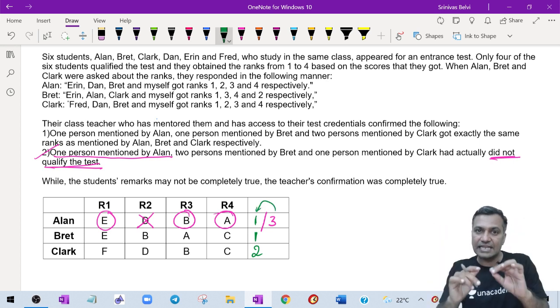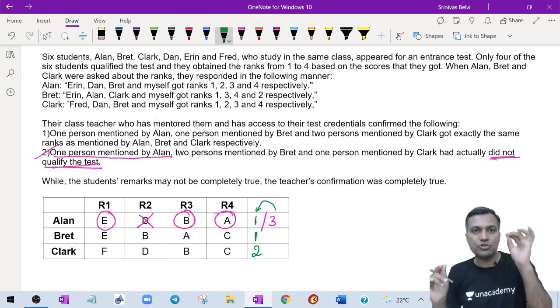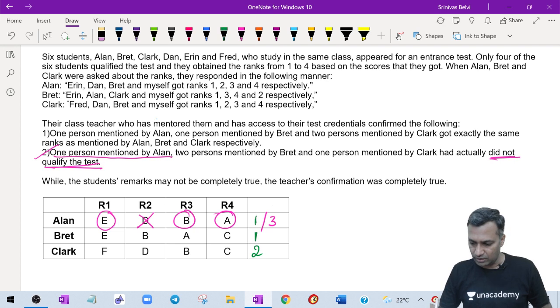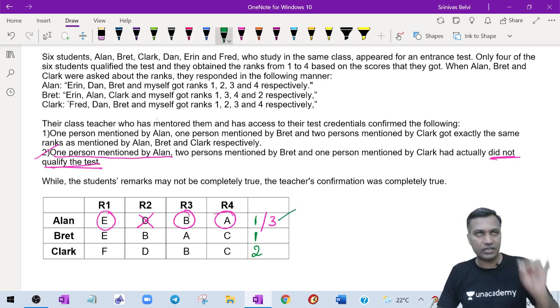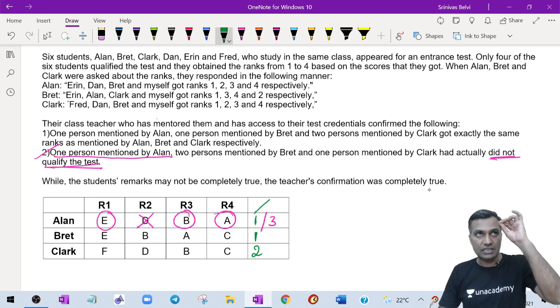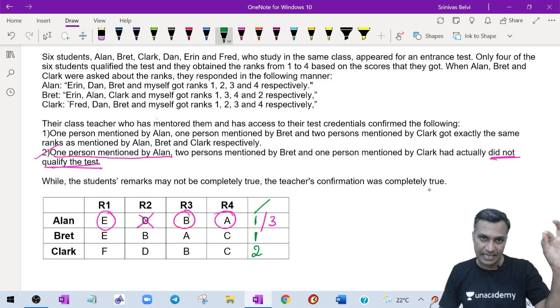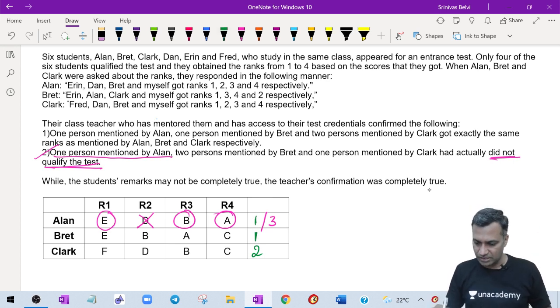For others, the ranking is goofed up, but their names are in the rank list. The rank list has only four names. So what the author is trying to say is Alan got three names in the rank list, whereas for one person, even the rank is right. Not only is his name correct in the rank list, but his ranking is also right. Okay, fair enough. That's the point there.